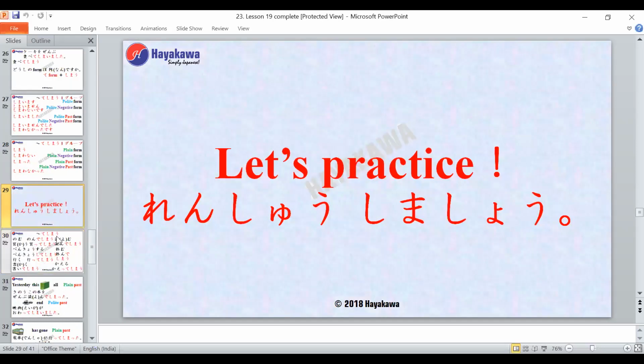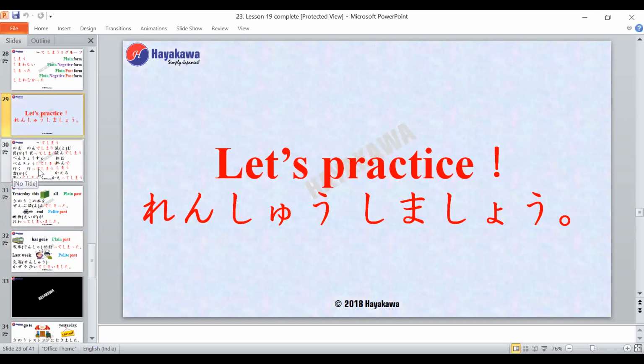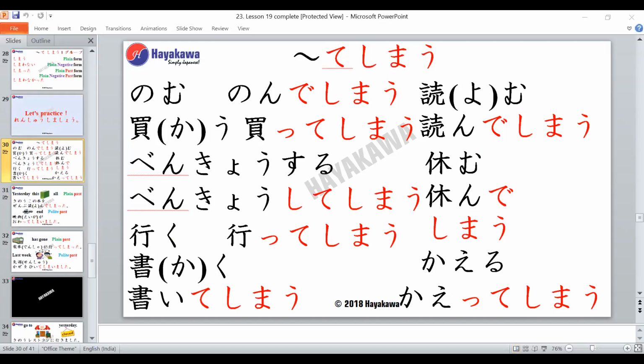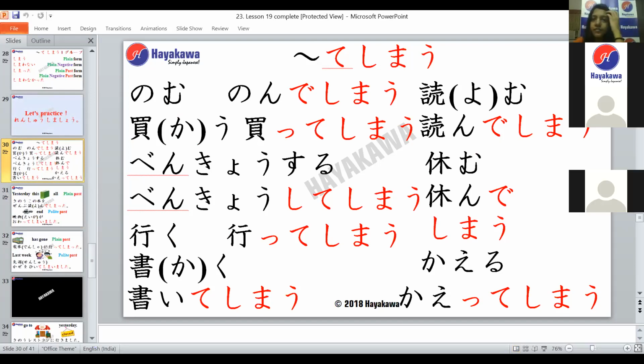So let's practice this a bit. We have the verb te shimau, right? The verb over here is nomu. So how will it become when we use te shimau? Siddharth-san, would you like to try this? Nonde shimau. Nonde shimau, right?